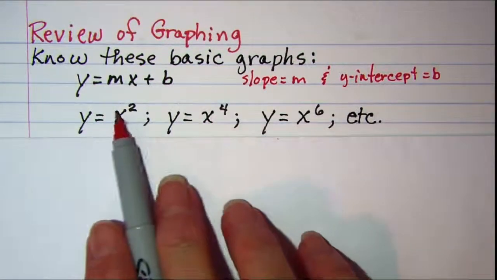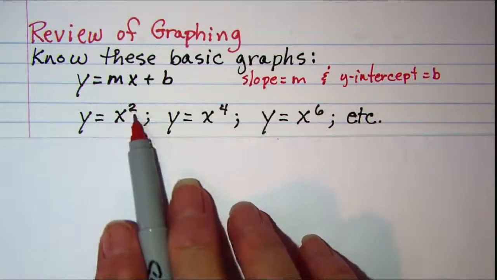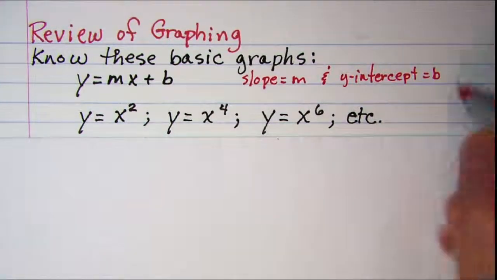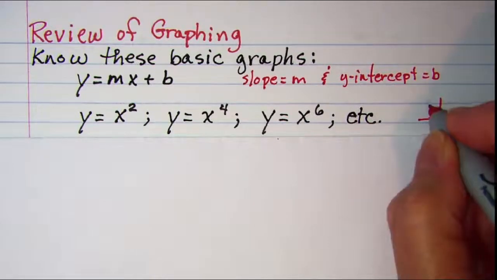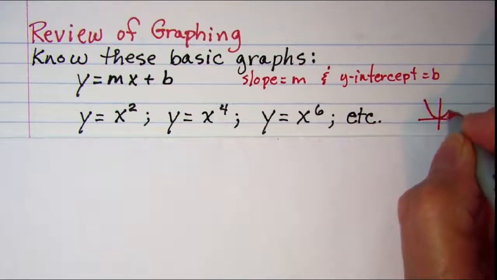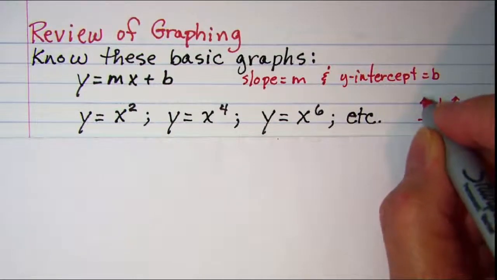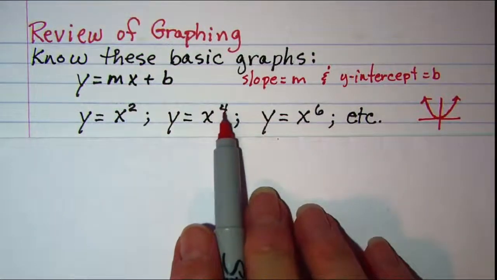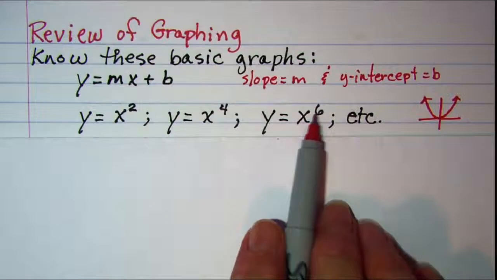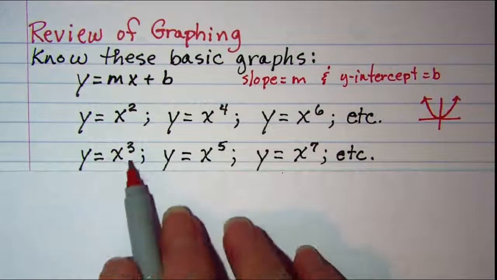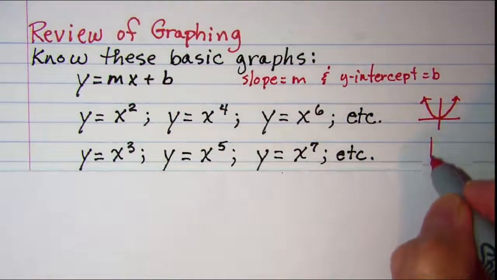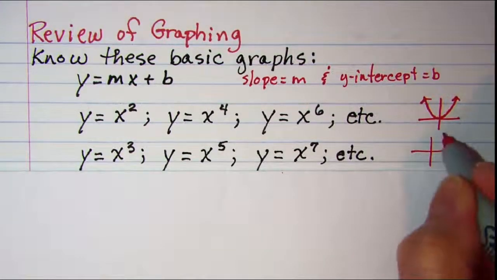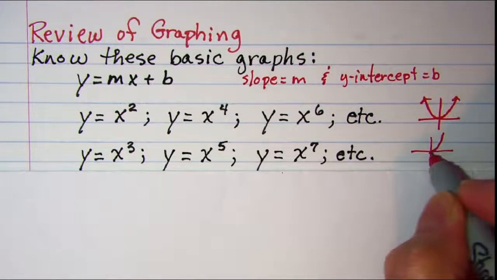Then any equation where the exponent is even will be a parabola-like graph with both arms upward. As you get to a higher exponent, it just gets skinnier. And then any exponent that's odd will be one arm up and one arm down. So the basic graph looks like this.